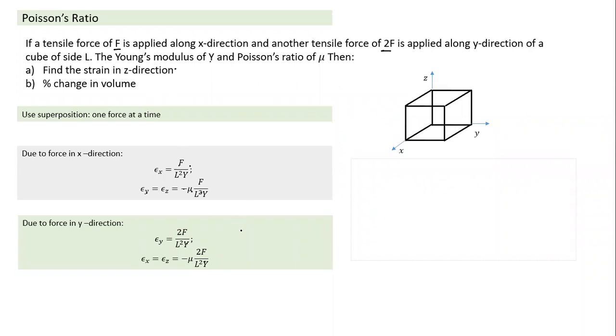And if I have to find the percentage change in volume, the fractional change in volume will be the sum of all three: epsilon x plus epsilon y plus epsilon z. We can calculate that also. So not only if force is acting in one direction, if force is acting in two directions also, we should be able to calculate the strains along each direction and the volumetric strain.